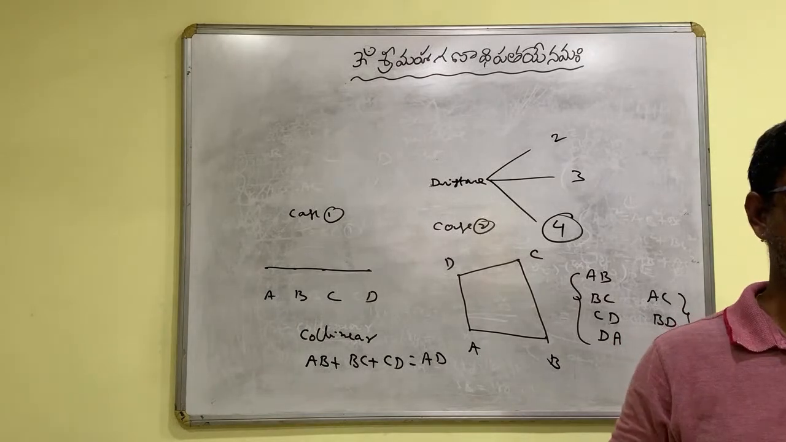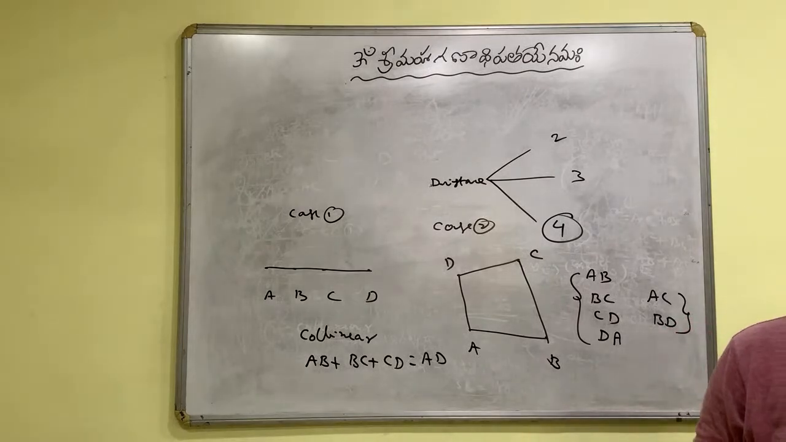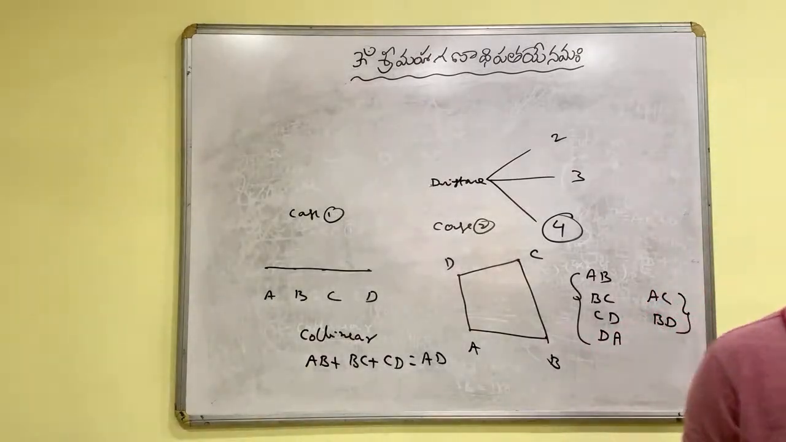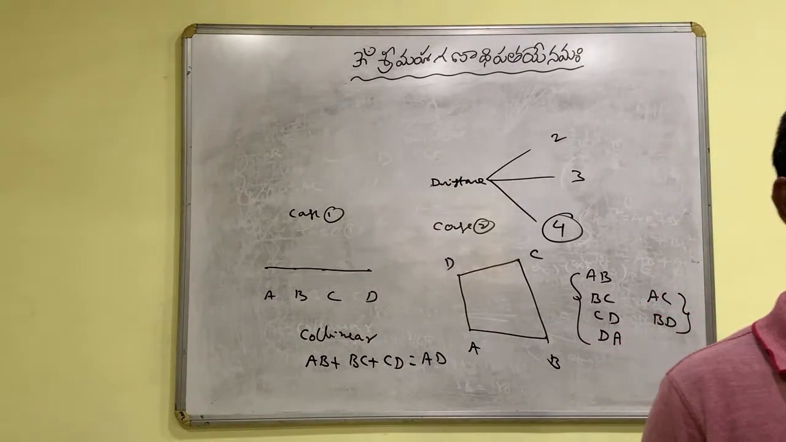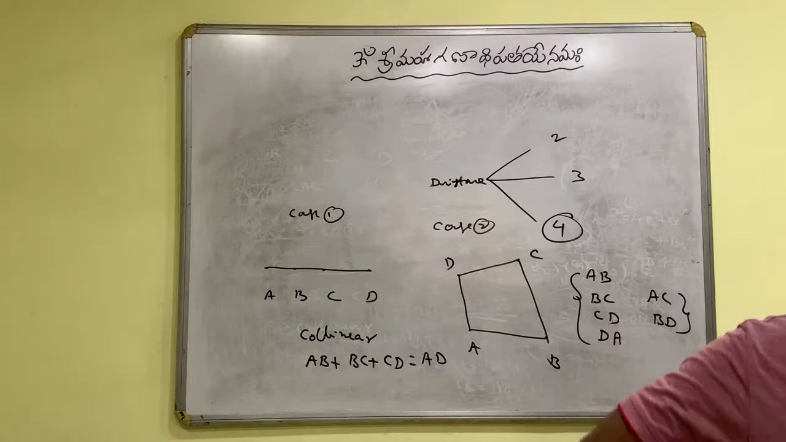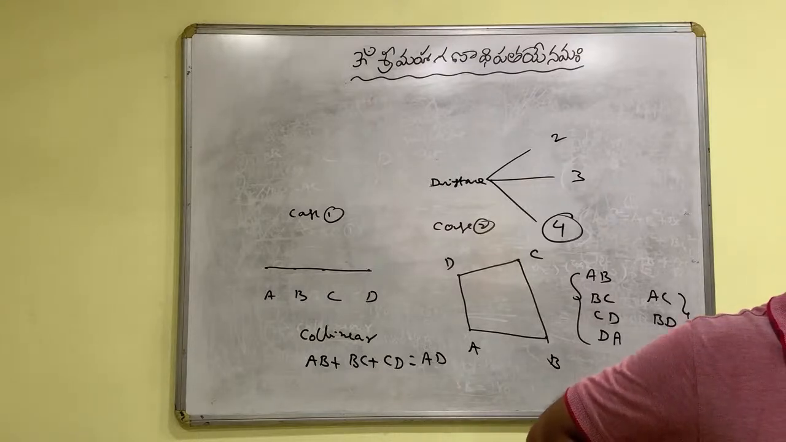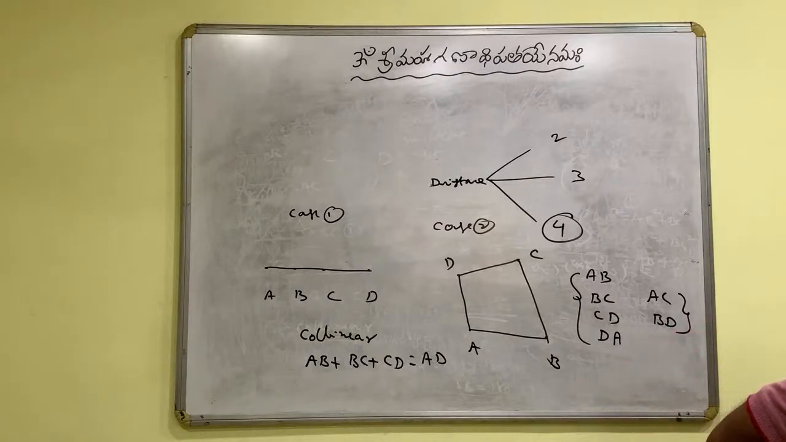Adjacent sides are equal. All angles 90. How can we prove that by using the distance formula? How can we prove that each angle is 90, for example angle A is 90? By using distance formula.